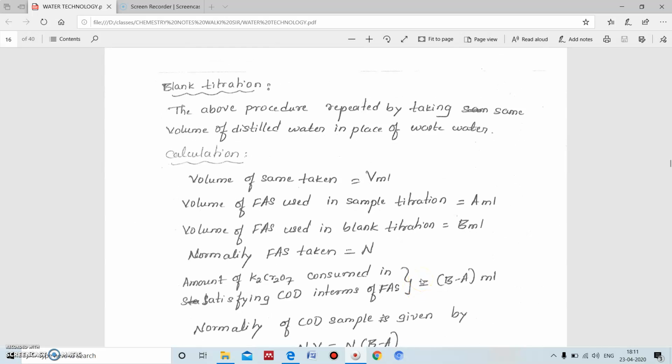The volume of sample taken in the sample titration is V mL. Then the volume of FAS in the sample titration is A mL. Then the volume of FAS used in the blank titration is B mL. Then the normality of FAS taken for this titration is N. The amount of potassium dichromate consumed in order to satisfy the COD in terms of FAS is B minus A. Here we are going to express the amount of potassium dichromate utilized in the reaction in terms of FAS by taking the difference in FAS reading from the sample titration to the blank titration.